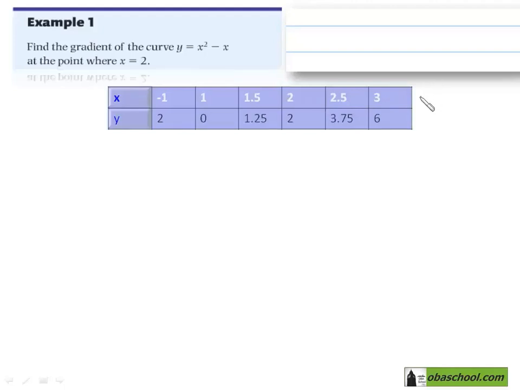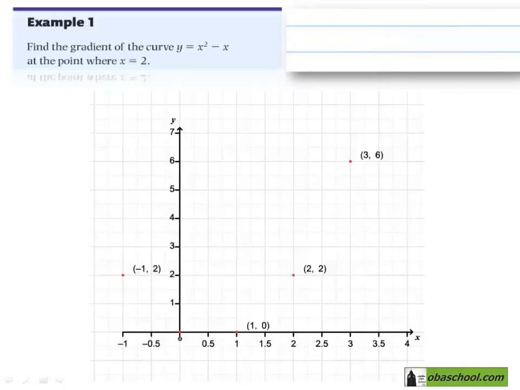In this case, I have used minus 1, 1, 1.5, 2, 2.5, and 3 for x, and as you can see, the respective values of y. For x equal to 1, y was equal to 1 squared minus 1, which is 1 minus 1, and that would be 0. And when x was equal to 2, y was equal to 2 squared minus 2, which is 4 minus 2, and that would be 2. And that is the value of y when x is 2. So, we can see that we have found particular points.